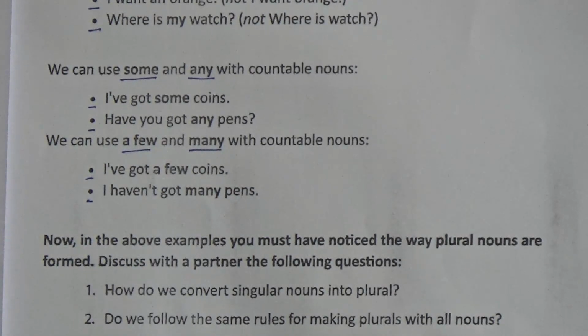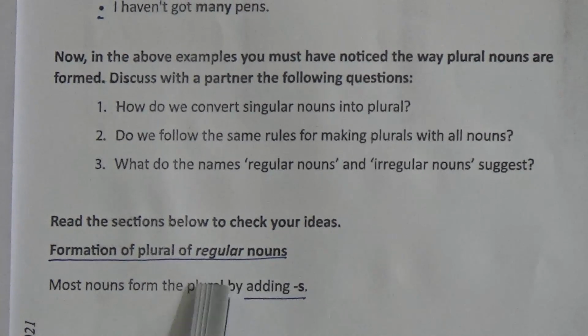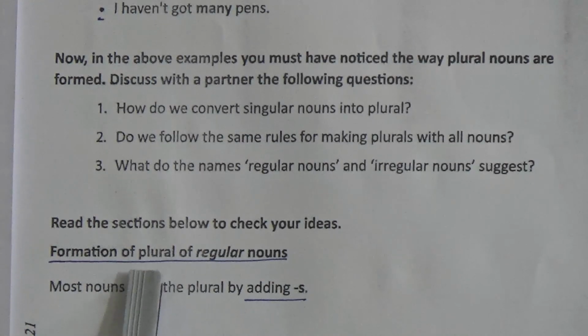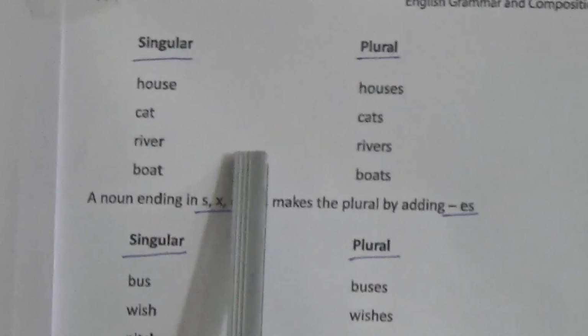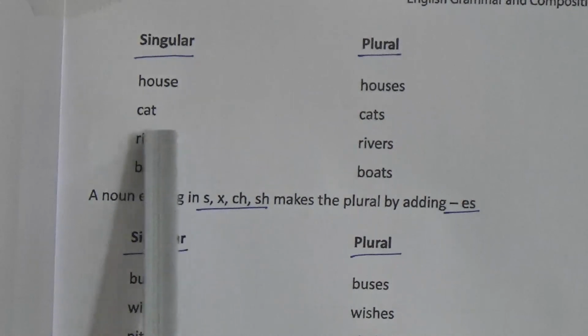Next we will move to the formation of plural of regular nouns. Countable nouns can be either singular or plural. Usually the nouns which take a regular form when we make them plural are called regular nouns. Now we will see how these are formed. The most common form is by adding s or es. Let's look at the list on the next page. See, the singular and plural list of some regular nouns is given.